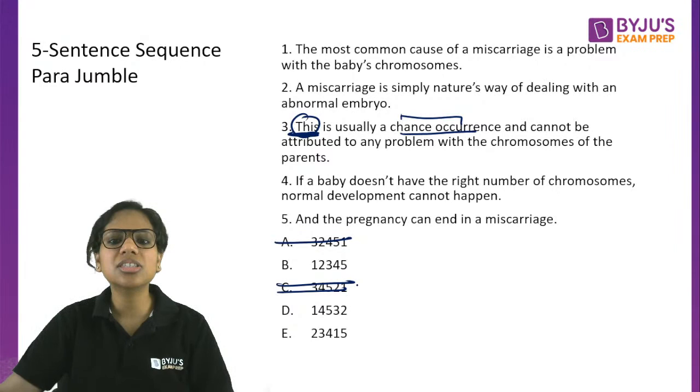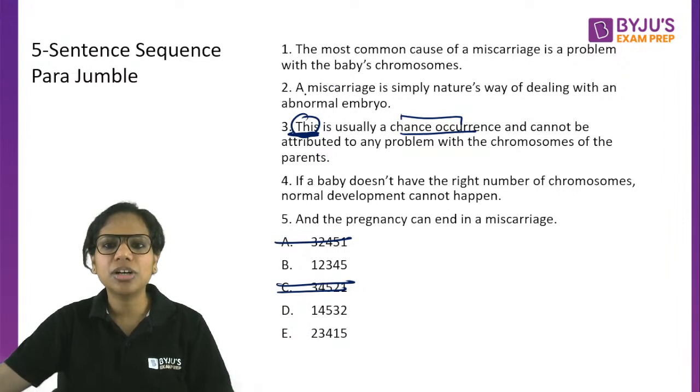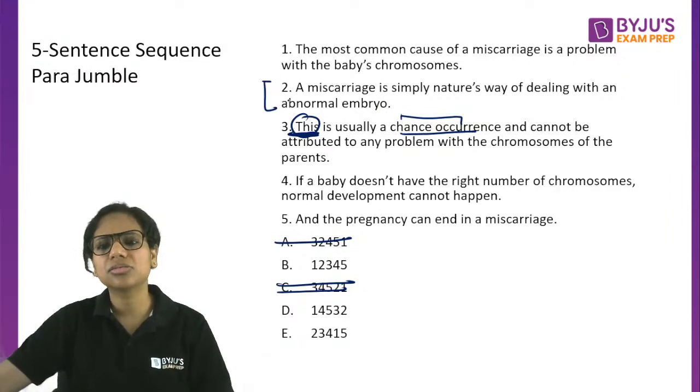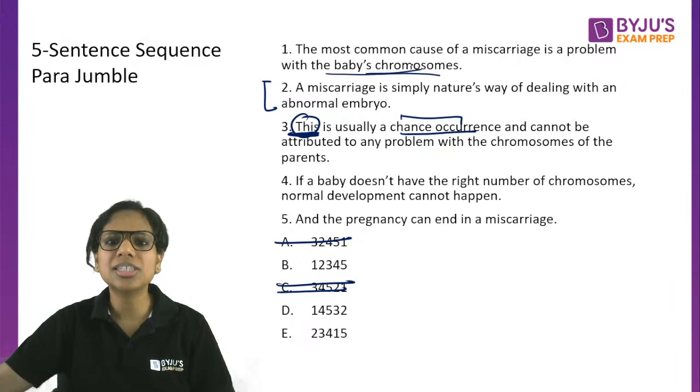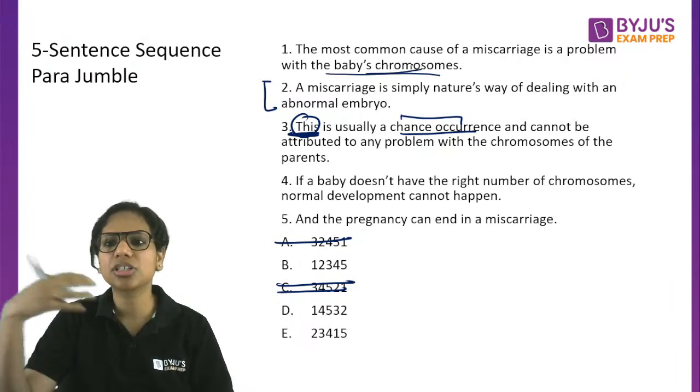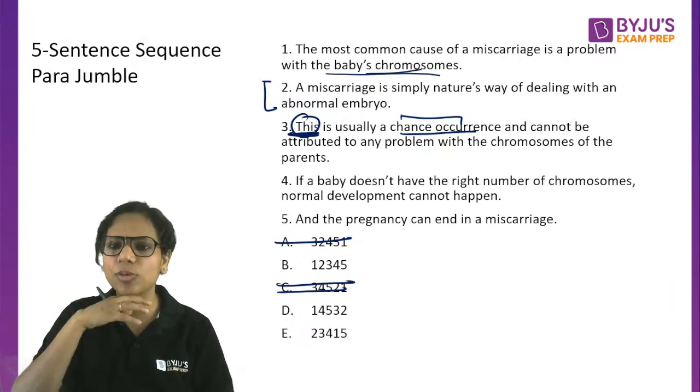Okay. So what is that chance occurrence? Is it mentioned in 1? Is it mentioned in 2? Okay. A miscarriage is simply nature's way of dealing with an abnormal embryo. Okay. Embryo. So this seems to be a general sentence. It's not telling me what that chance occurrence is. The most common cause of a miscarriage is a problem with the baby's chromosomes. This sort of elaborates it further. Acha, baby के chromosomes में problem है.